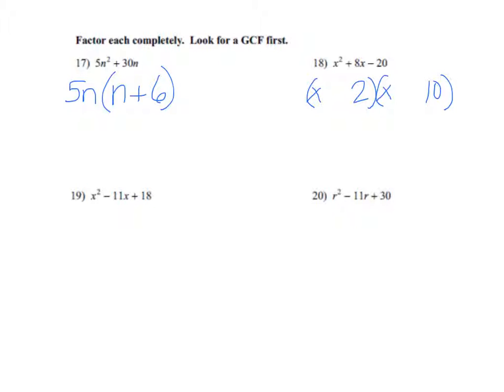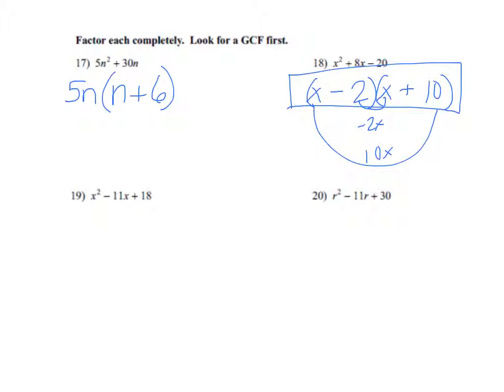Only since it's a negative 20, one's positive and one's negative. Since I want to end up with a positive 8, I'll make my bigger number positive, and then that's a negative. And so you can always check that. That'll get you a 10x. That'll get you negative 2x. There's your 8x that you want. So we've got our factors.